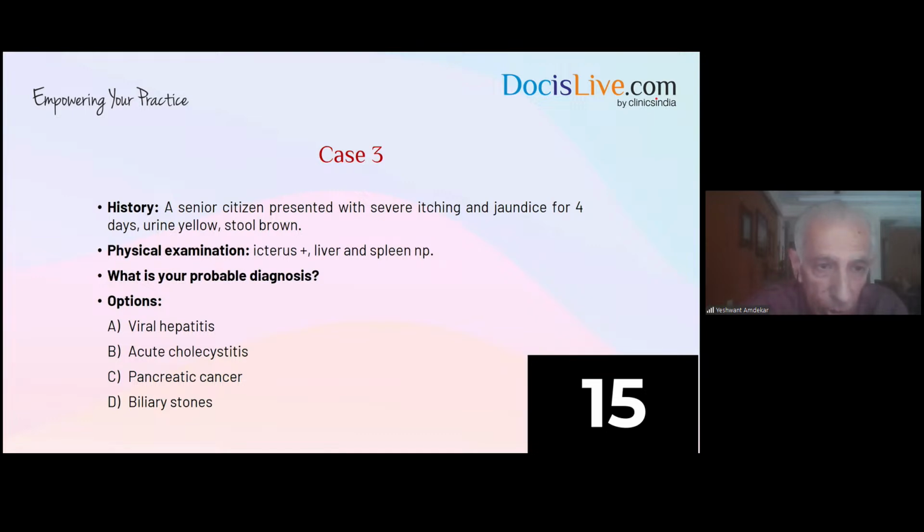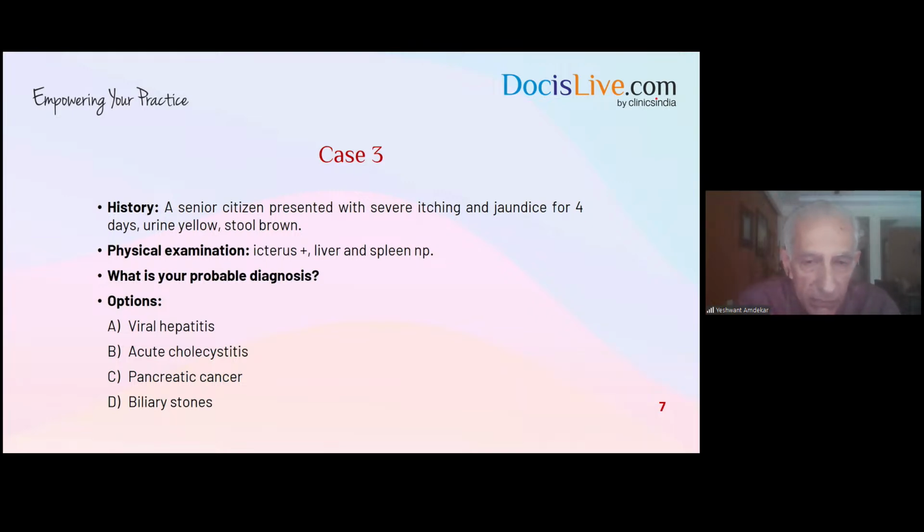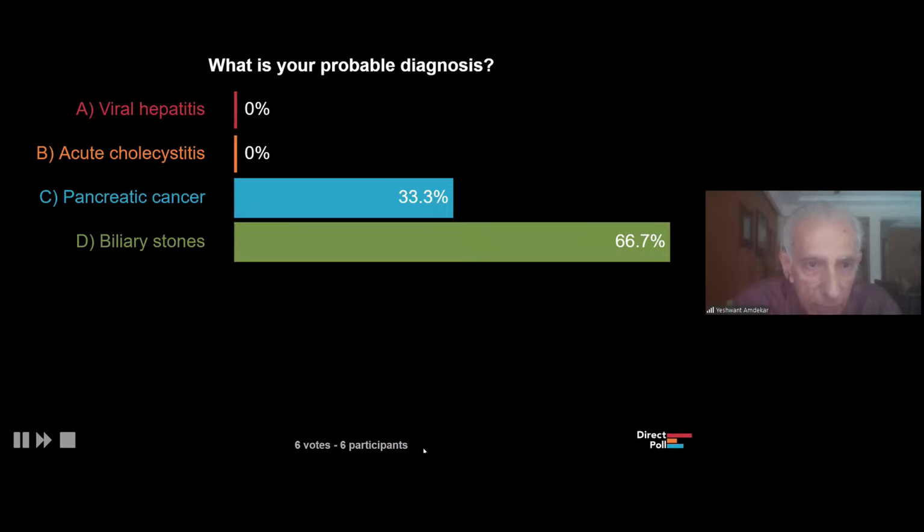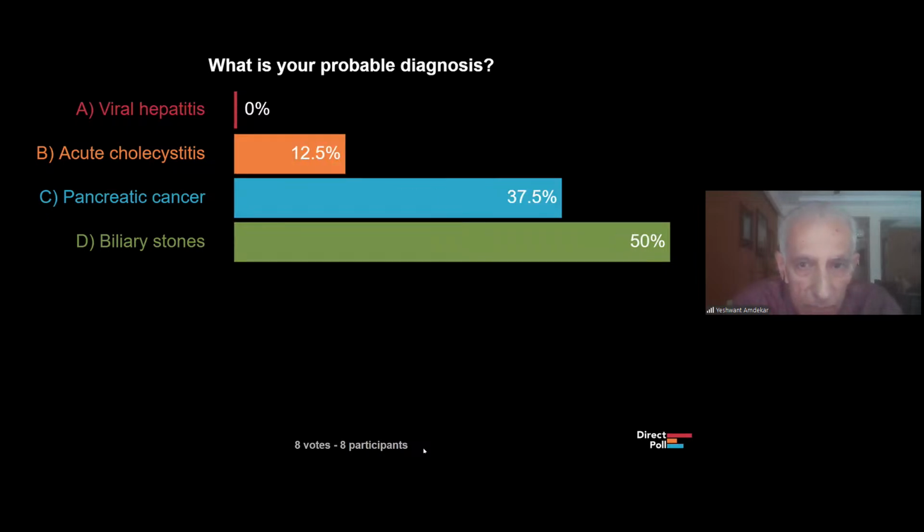And your probable diagnoses to choose from are: is it viral hepatitis? Is it acute cholecystitis? Is it pancreatic cancer? Or is it biliary stones? Your time starts now. Can I have the slide back?